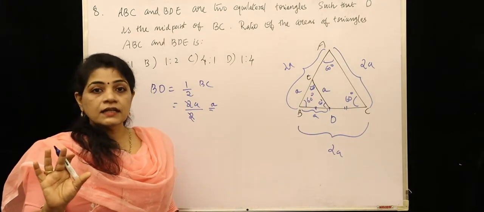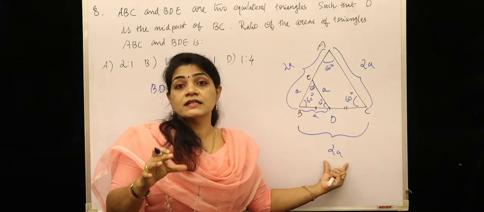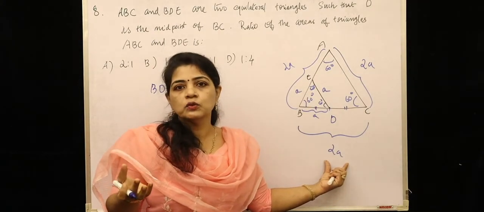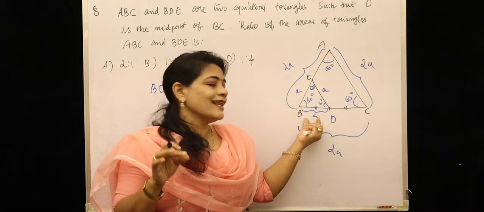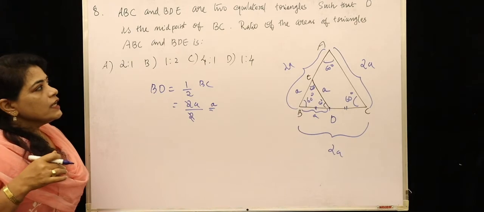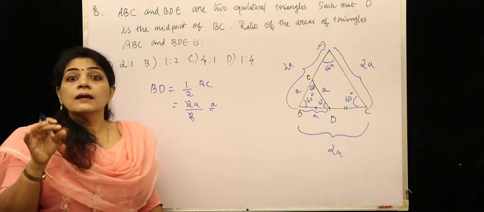It is clear, children. That is why I have marked the side of the big equilateral triangle ABC as 2A. So its half will be A. 2A divided by 2, that is the length of BD. Okay, and what we have to find? Ratio of areas of triangles ABC and BDE.